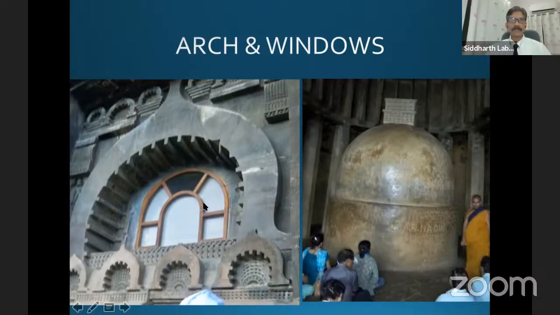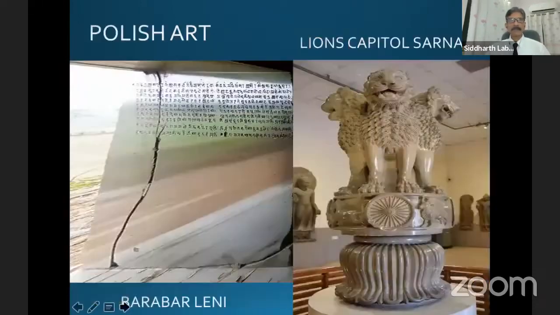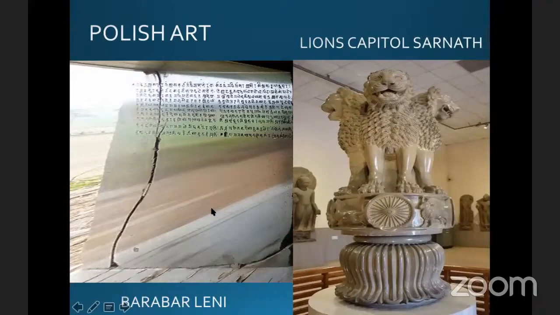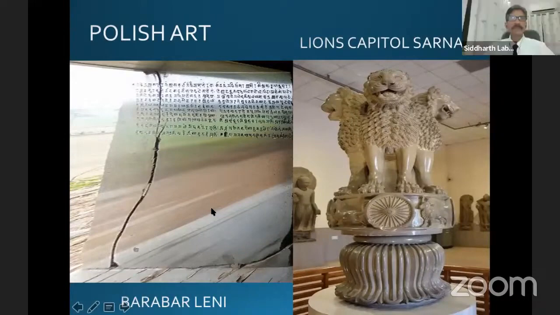within the arch. This window is now reconstructed. It was not like that. It must have been something very beautiful. Okay, now polish art, a very beautiful aspect of Buddhist architecture. The polish art is famous for the Mauryan art, that is called the Mauryan polish.